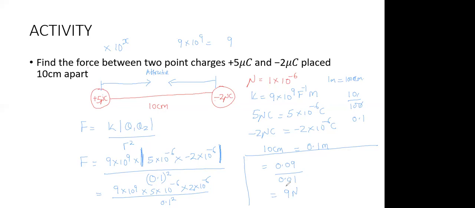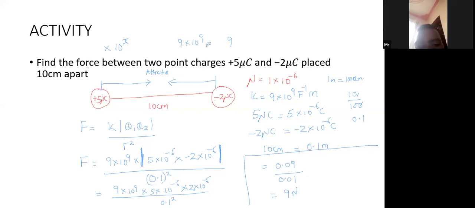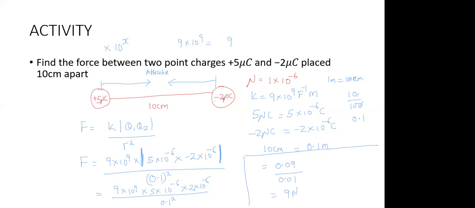Now, what we have obtained is the magnitude. Now, because being a force, we need also to know the direction. So how do we get the direction? When we are getting the direction, we look at the two forces that we have. I have a 5 and I have a negative 2. Which one can easily be pulled? It means which one is stronger? When you look at the 5 and the negative 2, which one do you think will be able to move the other?